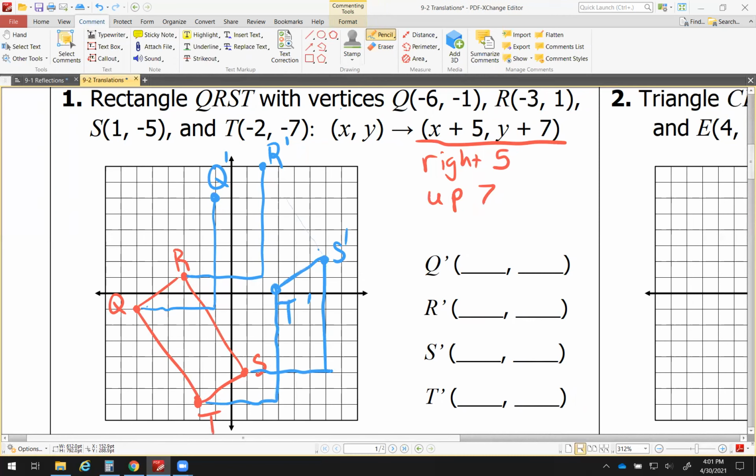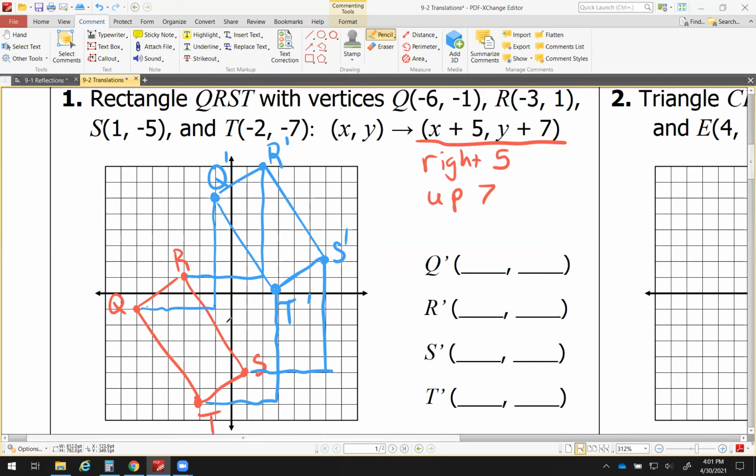And as you can see, when I connect all of these, I do get a rectangle Q prime, R prime, S prime, T prime that has been moved up by 5, or sorry, up by 7 and right by 5. It does not matter if you go up first, then right, or right first, then up. The order in which those happen does not matter.